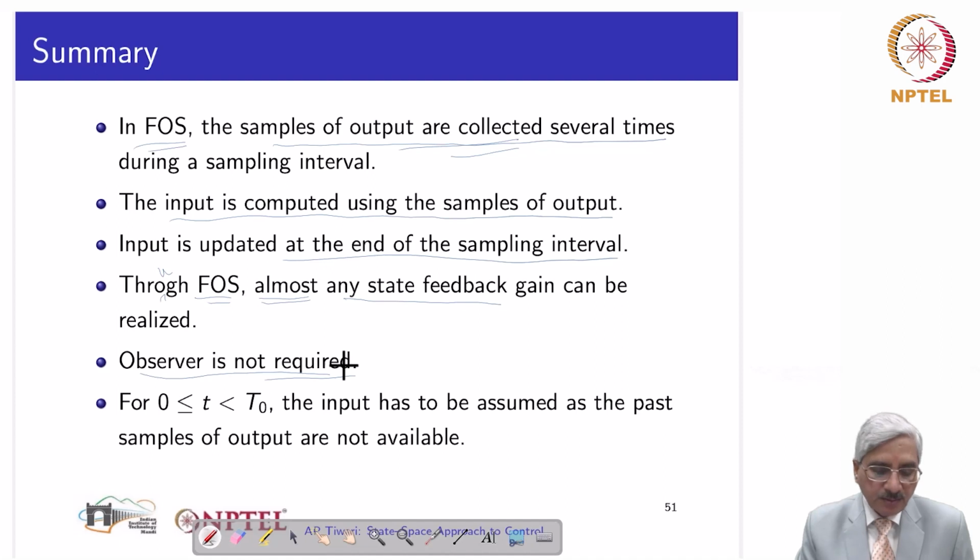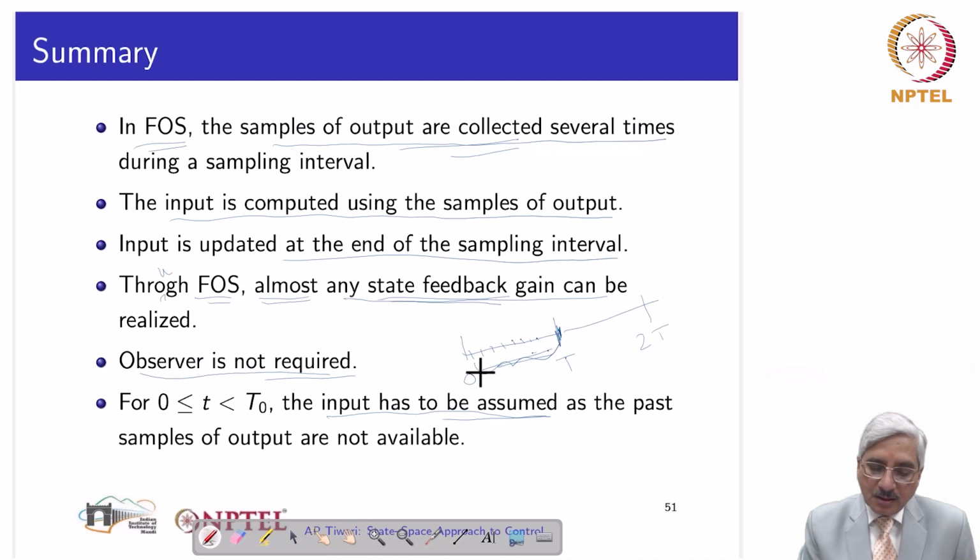There is one small problem, that first the samples of output are to be collected, and then only the input will be calculated here at the end of this subinterval. So between 0 to T, the control signal is not possible. Control signal will be possible subsequent to T. So between 0 to T, a control signal has to be assumed. The input has to be assumed. That is another limitation besides this one: no pole is permitted to be at the origin of the Z plane.